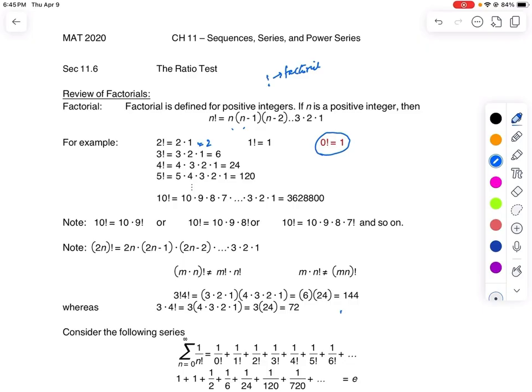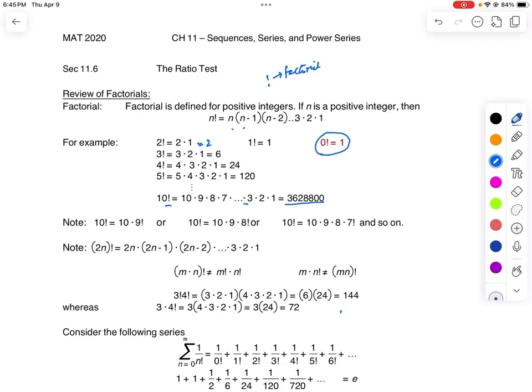In the same way, 3 factorial will be 3 into 2 into 1, which comes out to be 6. 4 factorial is 4 into 3 into 2 into 1, which is 24. 5 factorial is 120. Now as we go up and up, the number goes up very quickly. 10 factorial will be 10 into 9 into 8 into 7 into 6 into 5 into 4 into 3 into 2 into 1. All those numbers are multiplied together to give us this big number.